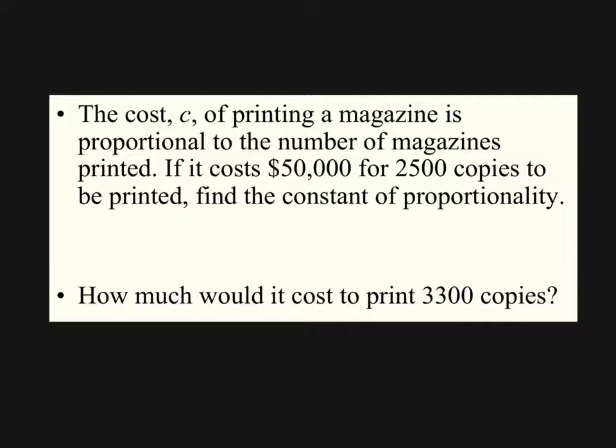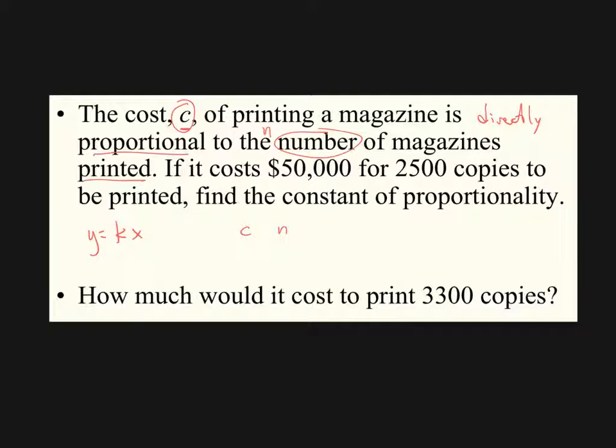So we'll dive right in. The cost, C, of printing a magazine is proportional to the number of magazines printed. And if it says it's proportional, if it doesn't say anything other than that, then we're going to assume that we're talking about directly proportional. So we know we have this y equals kx. And now we have to translate from cost and number of copies. So we'll use n as number. So we're going to have c and n as our variables instead of x and y. And we need to figure out which one is x and which one is y.